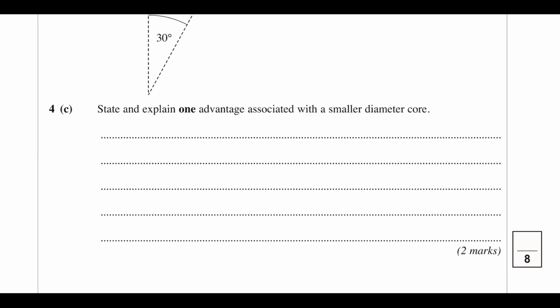Explain one advantage associated with a smaller diameter core. So the reason you make your core narrower is to prevent multi-path dispersion, the advantage of which is that you don't get pulse broadening occurring on your signal.